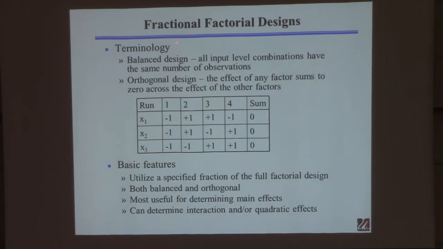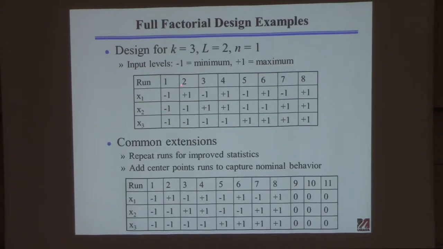Okay. So generally speaking, you want a design to have these characteristics. You want the design to be balanced, okay? So this is all input level combinations have the same number of observations. What does that mean? That means if I decide, sorry to flip back here again, if I decide I'm going to do this experiment twice, then I should do them all twice. Okay? If you do that, it's a balanced design. This is not balanced here, right? Because I'm going to do this one three times and those all once. That's not actually balanced. Okay?